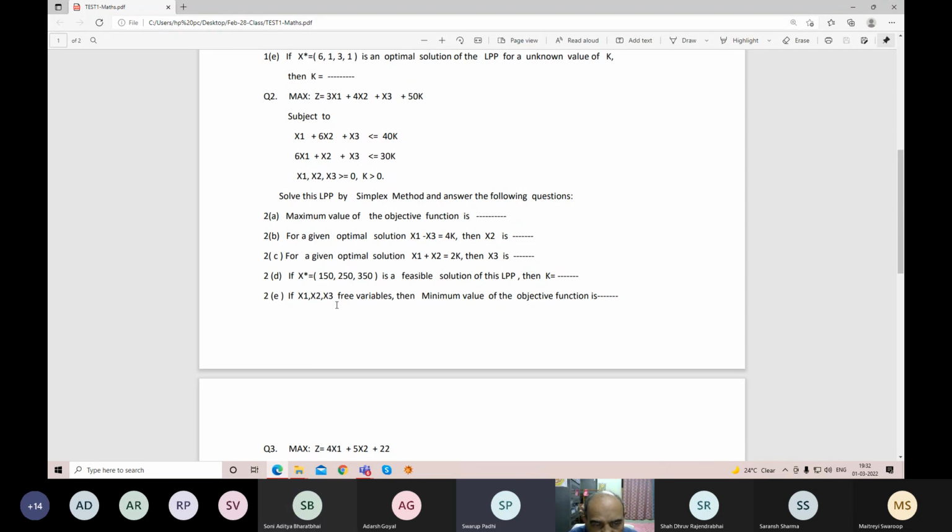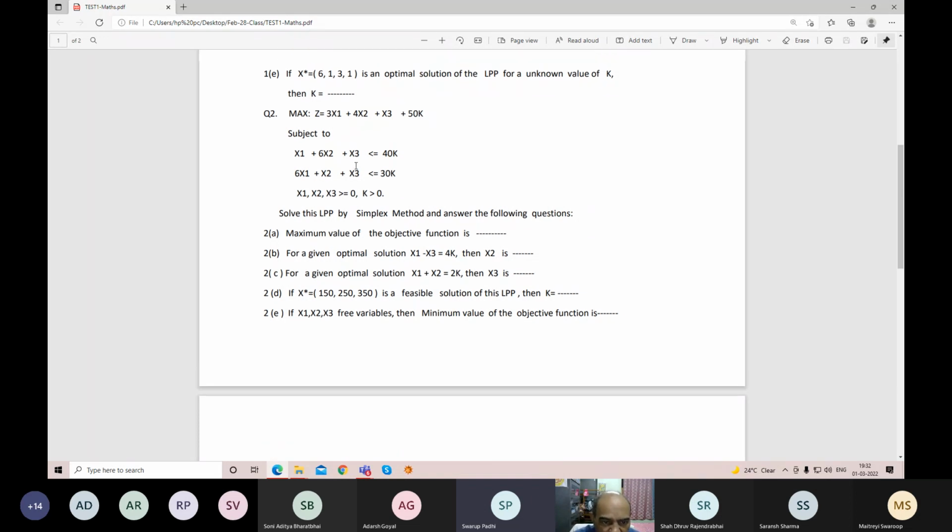Sir, didn't get the point. Tell me, what will you do? How to solve here? Sir, the minimum value of the objective function means the minimum value of z equal to 3x1 plus 4x2 plus x3 plus 50k, with x1, x2, x3. See, how do you solve the problem here? So this is maximum, this is minimum. Now you are not using simplex.